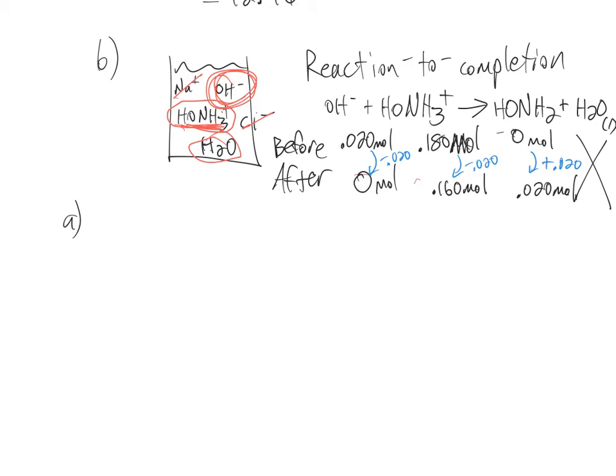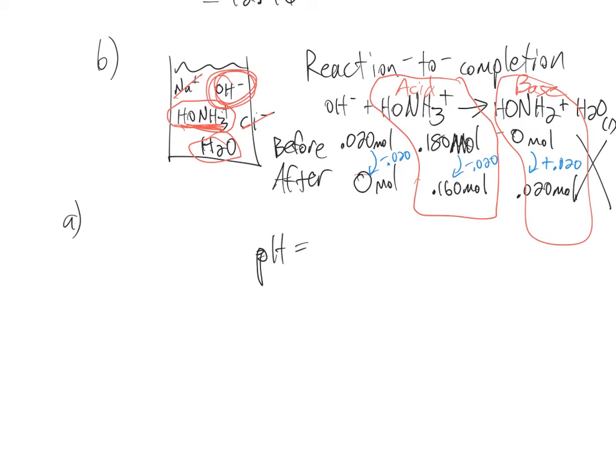Now we've accounted for the reaction to completion, and we've got our conjugate acid of a weak base, still with some number of moles at the end of the reaction to completion, and the weak base. If you have at least some acid and some base at the end of the reaction to completion, we can find the pH of the solution using the Henderson-Hasselbalch equation.